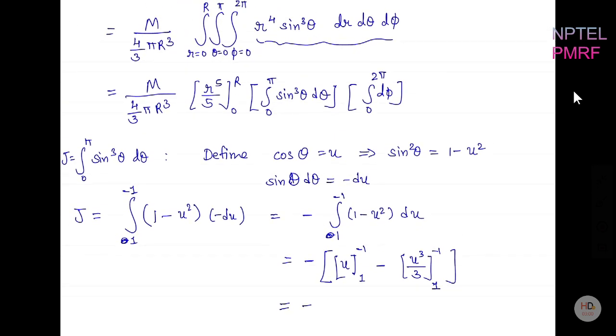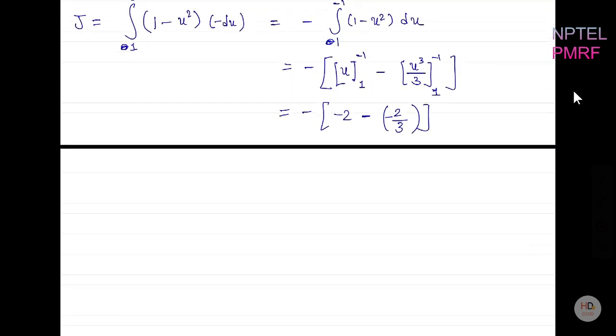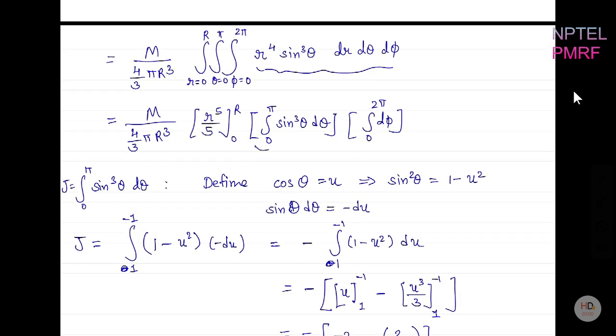So this is minus 2, and minus, this is 2 by 3, right? Sorry, minus 2 by 3. So many minuses, so we have to be a bit careful. So this is simply 2 minus 2 by 3, which is 4 over 3. Okay, so this thing is 4 over 3.